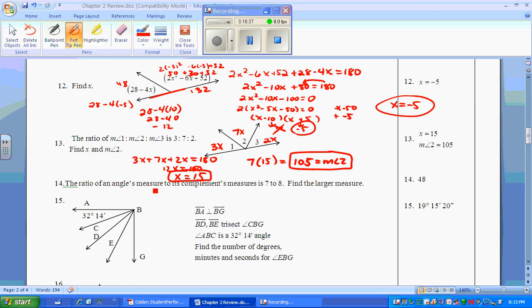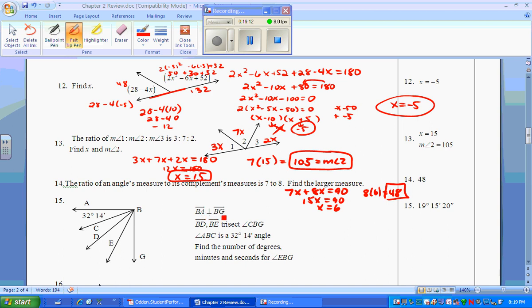Number 14, the ratio of the angle's measure to its complement's measure is 7 to 8. Find the larger measure. So 7x plus 8x equals our 90. That's 15x equaling 90, so x equals 6. We want the larger angle, so that's 8x. So we get 8 times 6, which equals 48 for our answer.